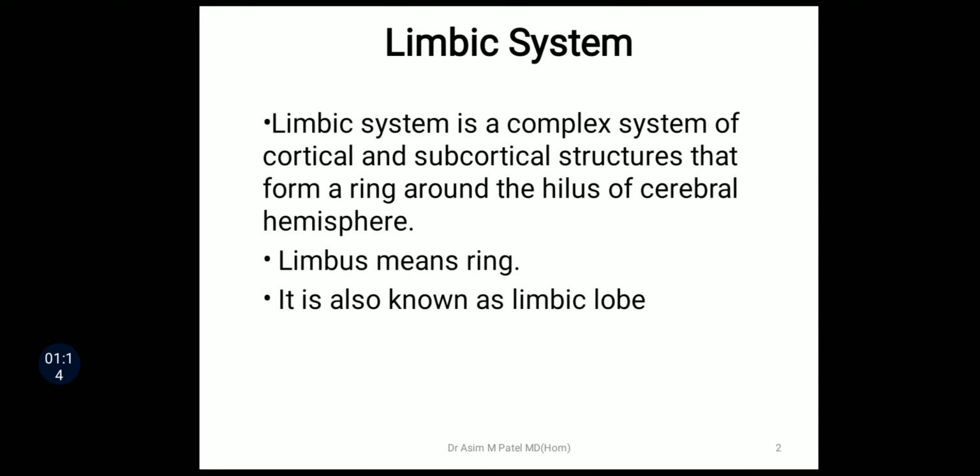So how do we define the limbic system? The limbic system is a complex system of cortical and subcortical structures that form a ring around the hilus of the cerebral hemisphere. Limbus means ring. It is also known as the limbic lobe.